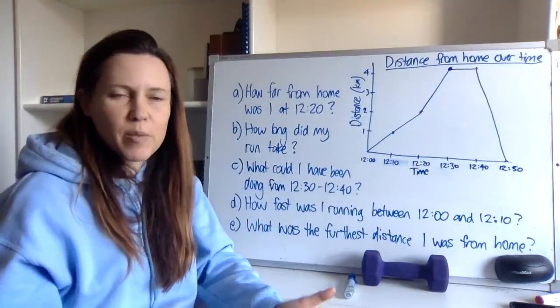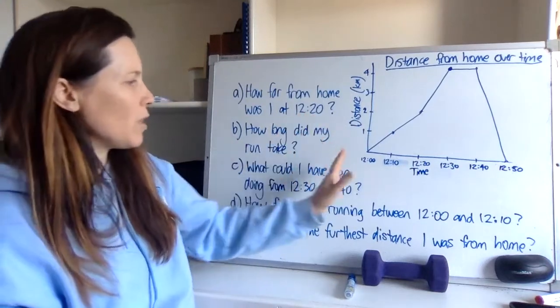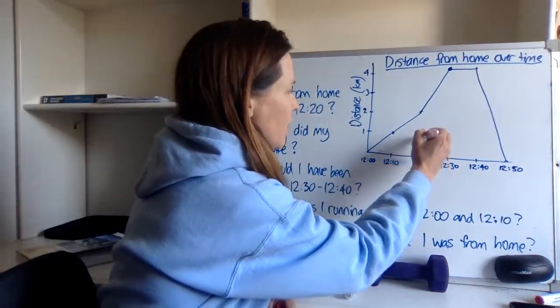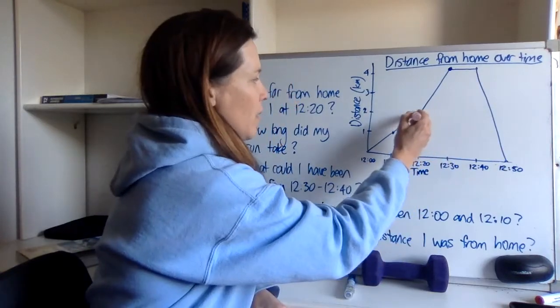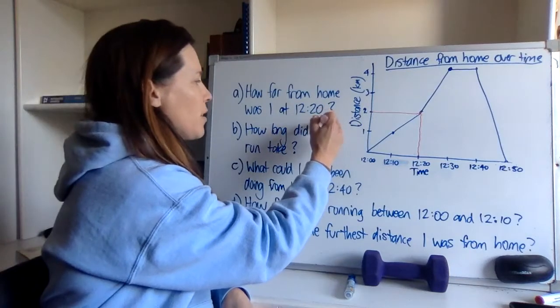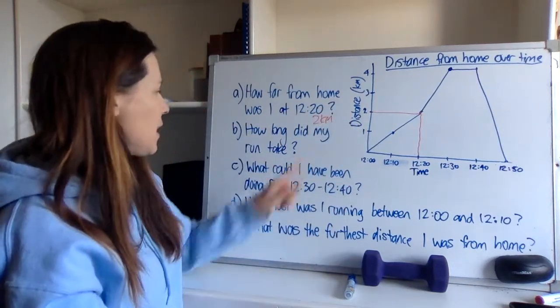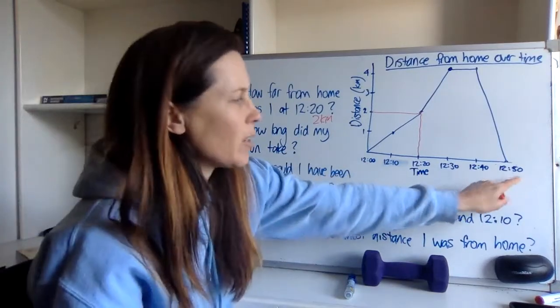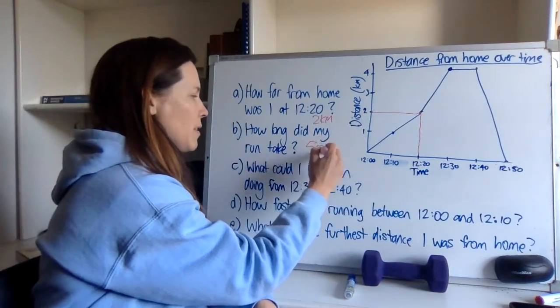So how far from home was I at 12:20? Well, have a look along till you get to the 12:20. And make a vertical line going upwards, and from there you can read across with a horizontal line going across, and you can see that I was 2 kilometers from home at that time. How long did my whole run take? Well, if I left at 12 o'clock and got back at 12:50, 50 minutes.